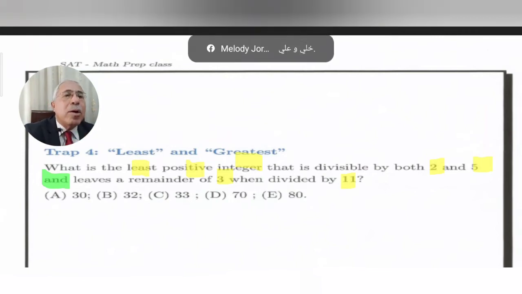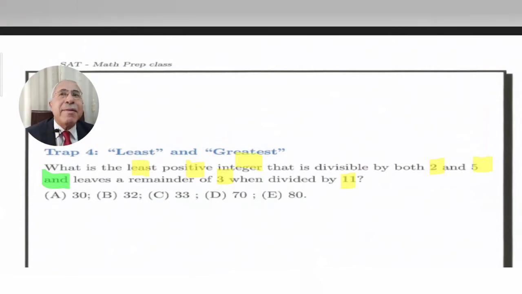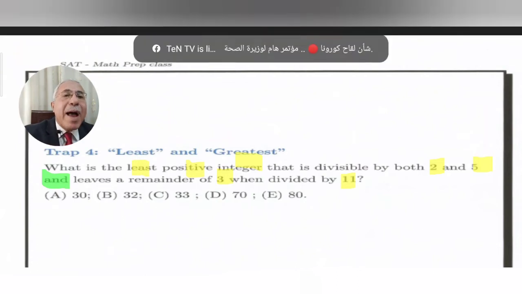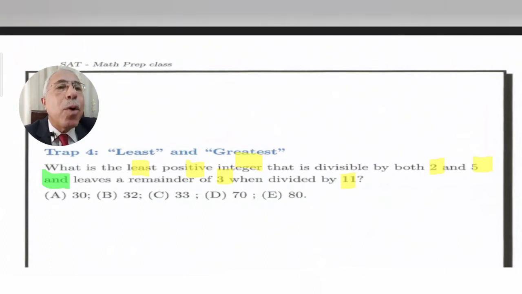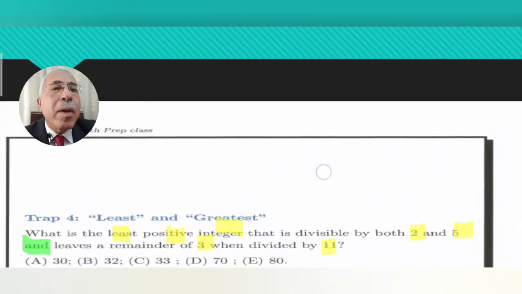Okay. Now, to say divisible by 2 and 5, that means divisible by 2, I said 0, 2, 4, 6, and 8. Divisible by 5, the unit must be 0 or 5. That means I have to look here at all these numbers. So any number with unit 0 or 5, I can pick it up. So I have answer number A, 30. So let's now select the answer that I have. I have 30. Okay.